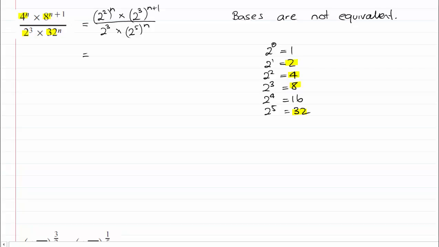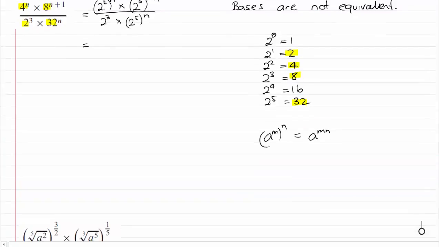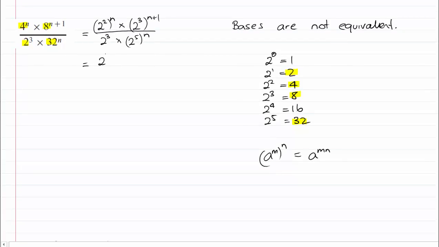Expand my brackets using the rule that a to the power of m to the power of n equals a to the power of mn, and that gives me 2 to the power of 2n times 2 to the power of 3n plus 3 all over 2 to the power of 3 times 2 to the power of 5n. And this, of course, is equal to, remember, I add my powers together when I'm multiplying index numbers. So I end up with 2 to the power of 2n plus 3n plus 3 over 2 to the power of 3 plus 5n.